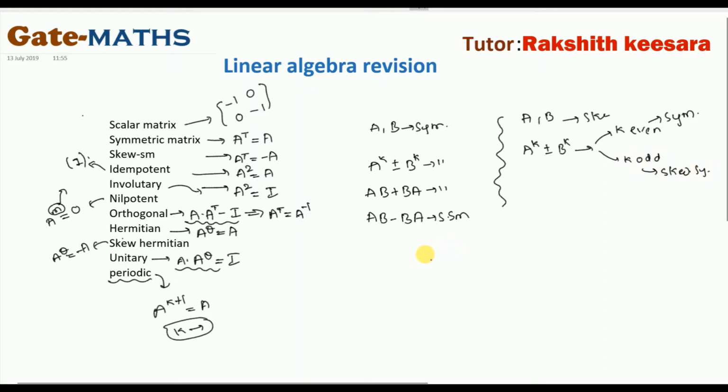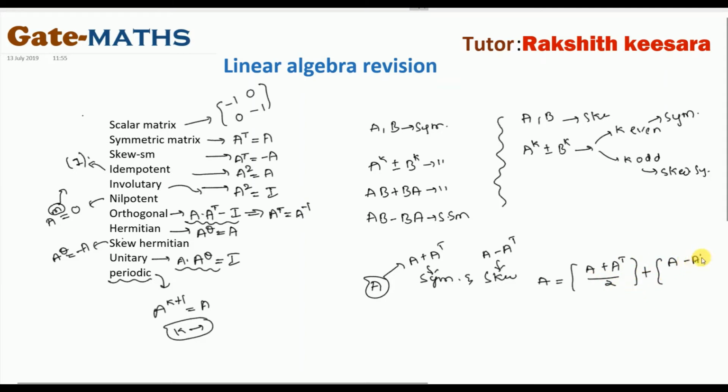Next, there is a property that every square matrix can be expressed as the sum of symmetric and skew-symmetric matrices. If A is a square matrix, then A plus A transpose will become a symmetric matrix. A minus A transpose will become a skew-symmetric matrix. We can write A as A plus A transpose by 2 plus A minus A transpose by 2. This is a symmetric matrix, this is a skew-symmetric matrix.